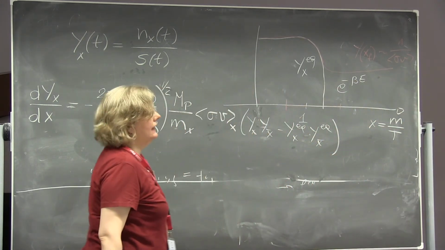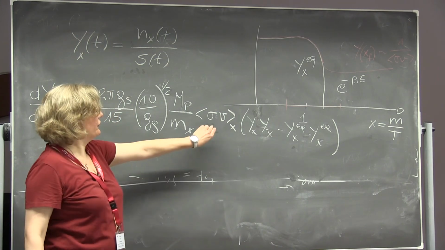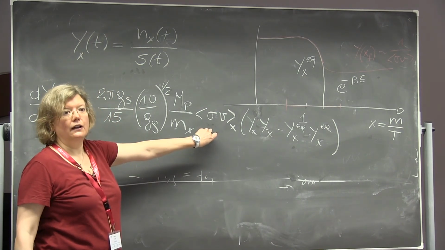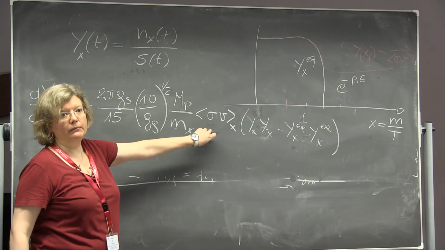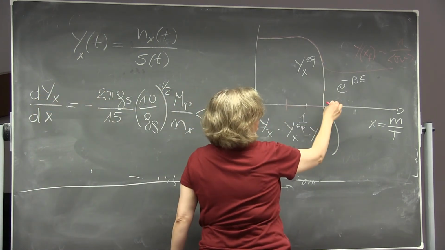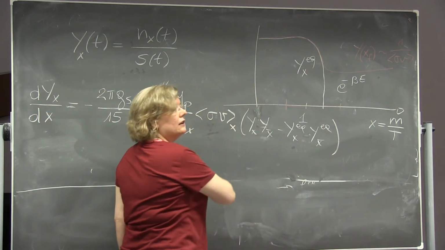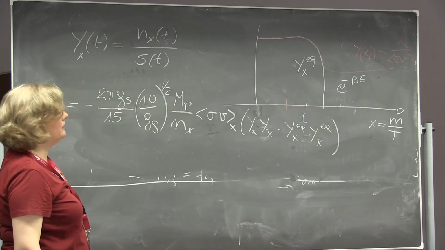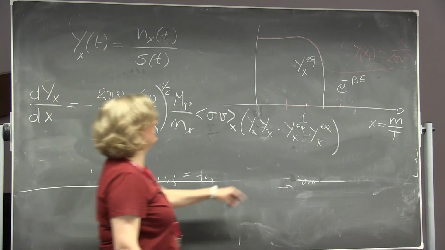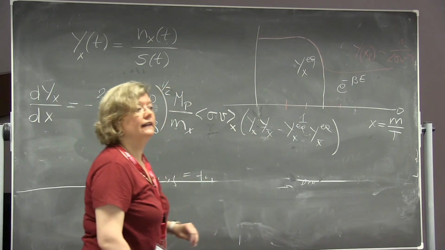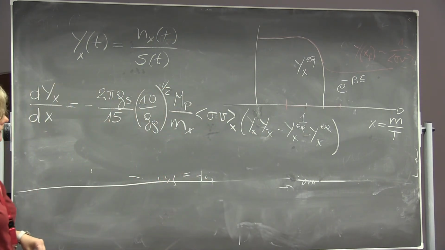Okay? And this is actually pretty natural, because the stronger is sigma, the longer you stay in thermal equilibrium, and the smaller you become here. And instead, the smaller is sigma v, the earlier you decouple, and the larger is the number density. And this is the famous WIMP miracle.